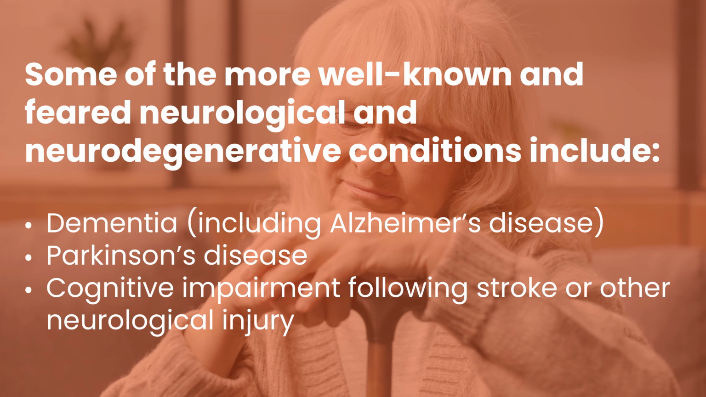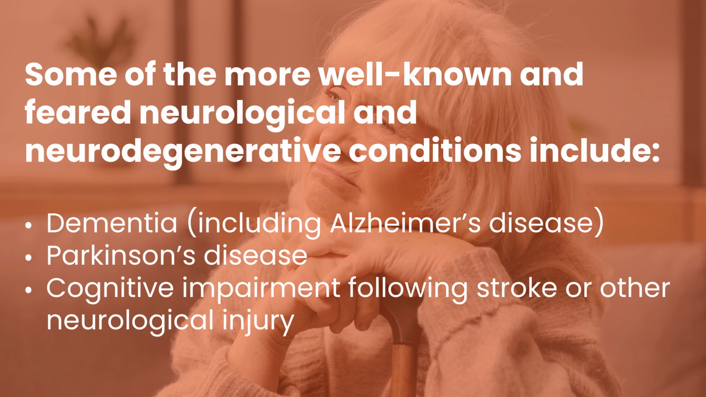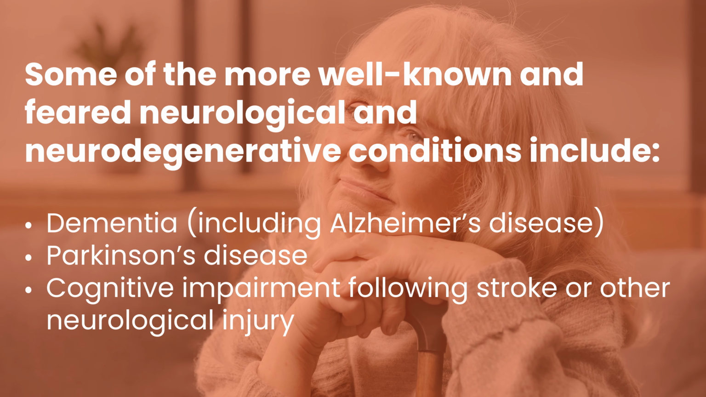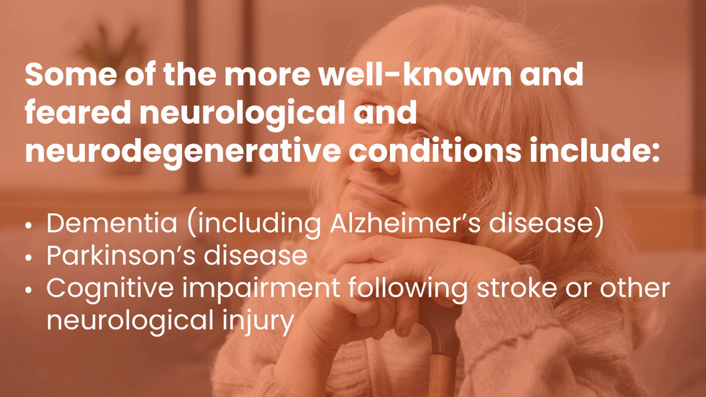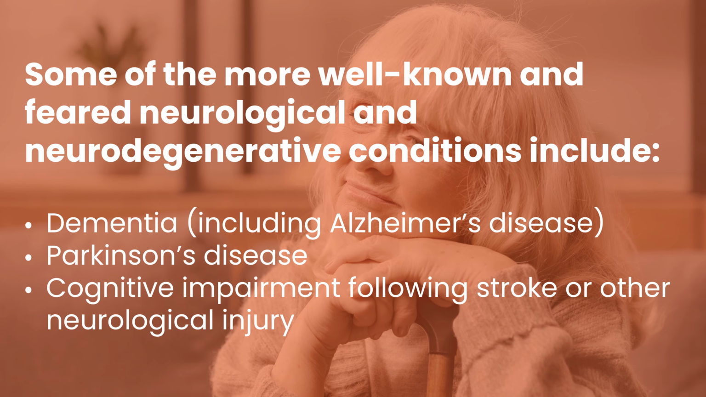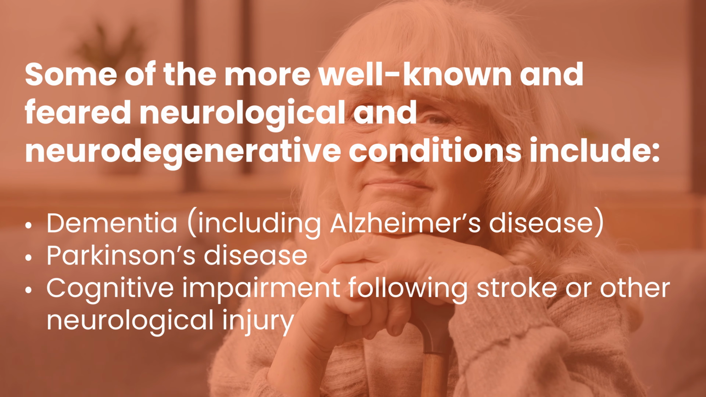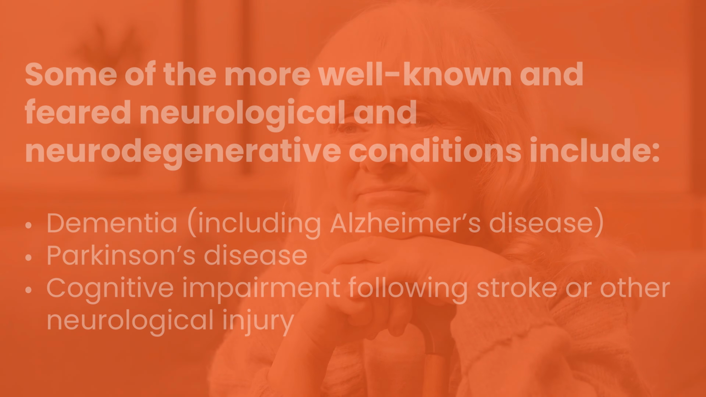Pathological aging also includes neurological and neurodegenerative conditions, which are often among the most feared aspects of aging. We will revisit this topic in the next module, but we'll briefly address it here as well. Some of the more well known and feared neurological and neurodegenerative conditions include dementia, including Alzheimer's disease, Parkinson's disease, and cognitive impairment following stroke or other neurological injury.